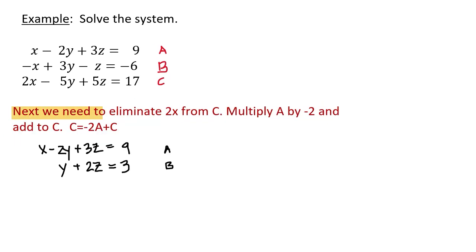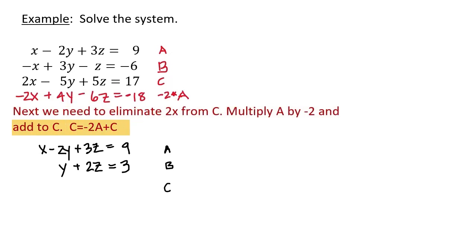Next, we'll need to create an equivalent version of C. We need to eliminate 2x. So multiply A by negative 2 and then add it to C. It's just like adding negative 18 to both sides of C. That will give me a new equivalent C with the x eliminated. That's negative y minus z equals negative 1.